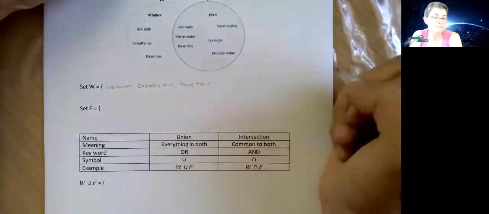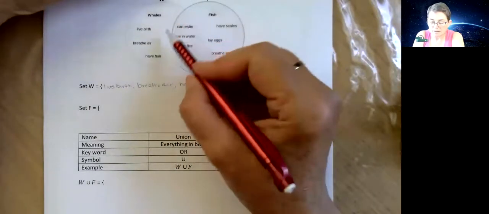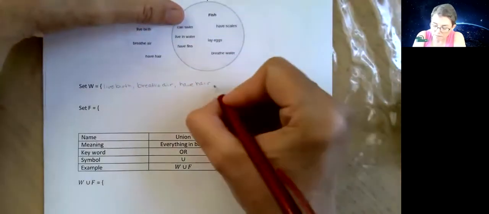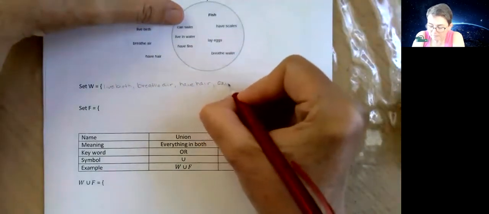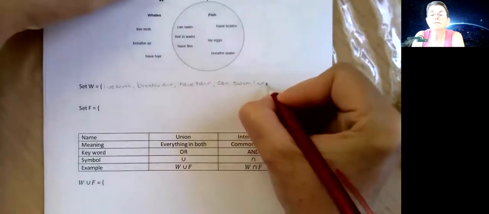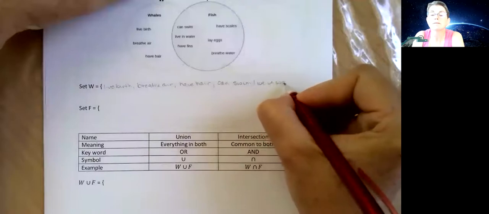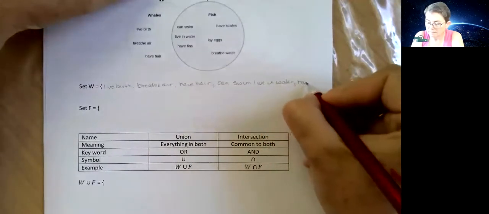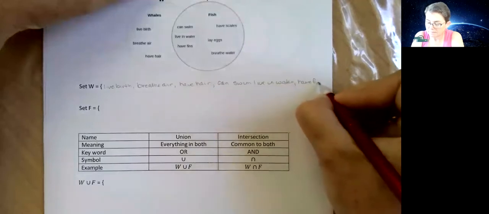Am I done? No, right? Because we have this middle part. These are the common characteristics they have. So they can swim, live in water, and have fins. And then you close it off with one of those nice brackets.